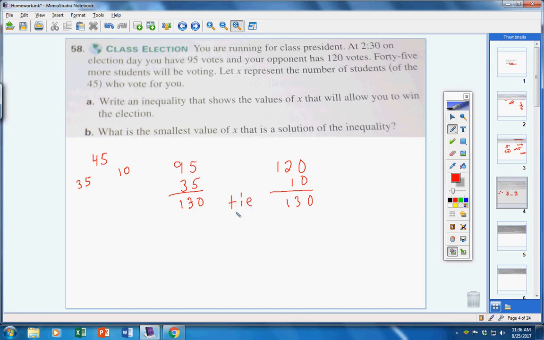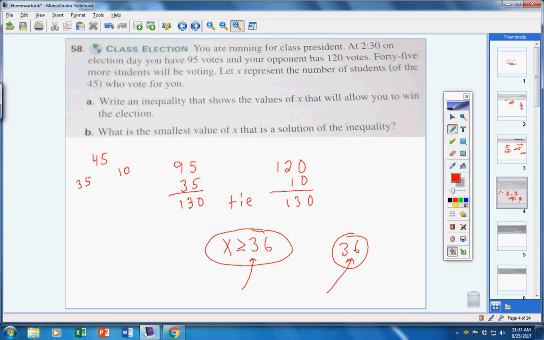So how many votes do you need? 36. So x has to be greater than or equal to 36 votes. There you go. x is the value that will allow you to win the election. So x has to be greater than or equal to 36. Okay, there you go. So it's kind of the same question here. What's the smallest value of x that will still help you win? Well, 36. So there's your inequality, and there's your answer, 36.